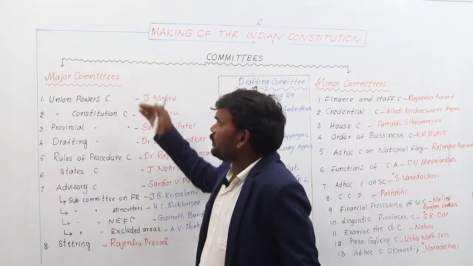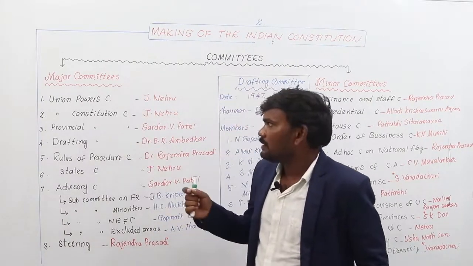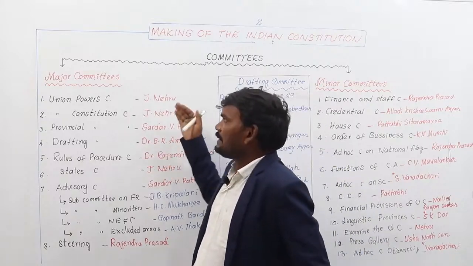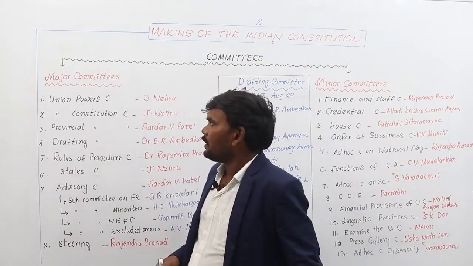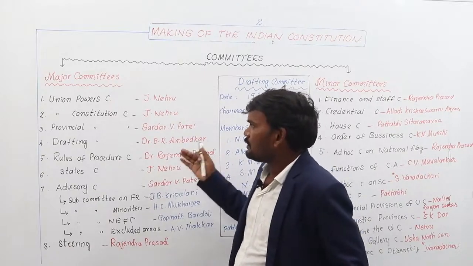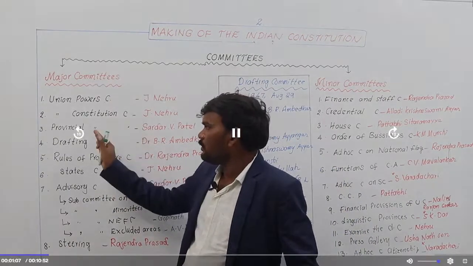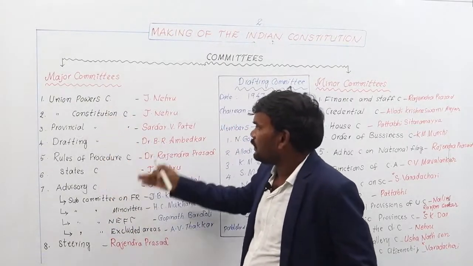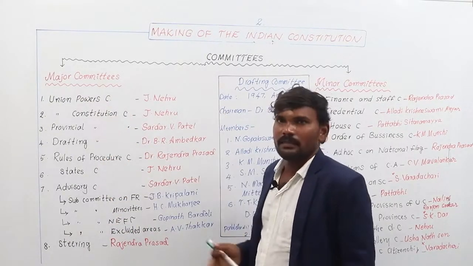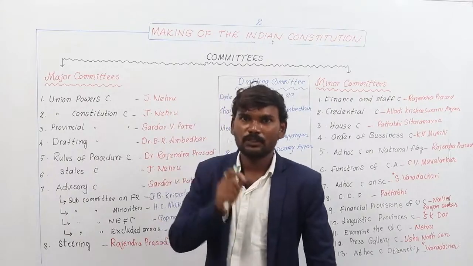So coming to the first one, major committees. From the examination point of view, there is a scope to ask a question about who headed a particular committee, like the Union Powers Committee is headed by whom. There is also scope to ask one more type of question in matching: under group A, the name of the committee, and on group B, the person who headed it. So there is a scope to ask questions in this area in matching mode.